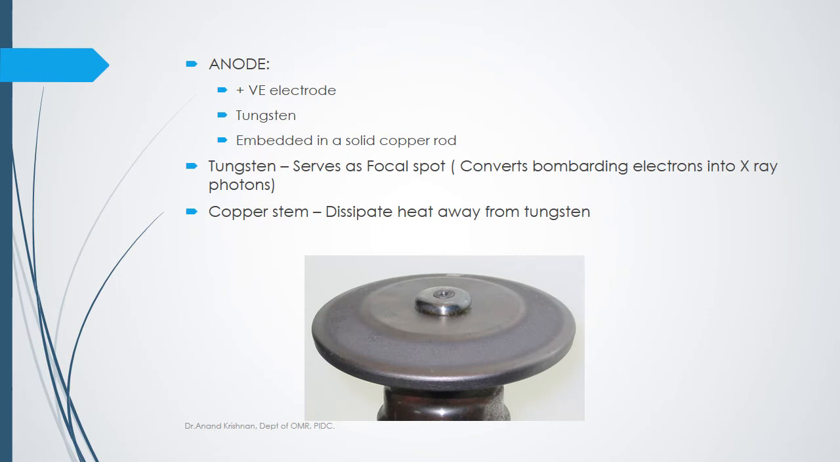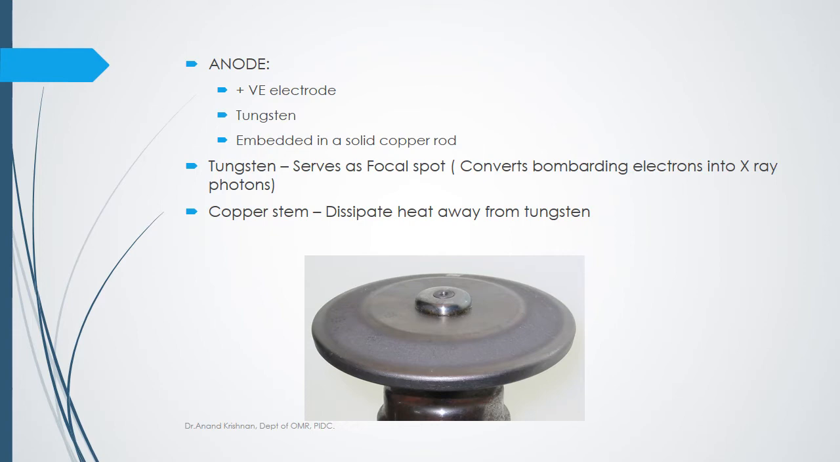And then moving on to the anode, an important component. It has a positive charge, and again it is made of tungsten, embedded within a solid copper rod. There it was molybdenum, here it is a solid copper rod, and tungsten serves as the focal spot, and it converts the bombarding electrons to X-ray photons. So the necessity for the tungsten to be embedded within copper is to dissipate heat away from the tungsten.